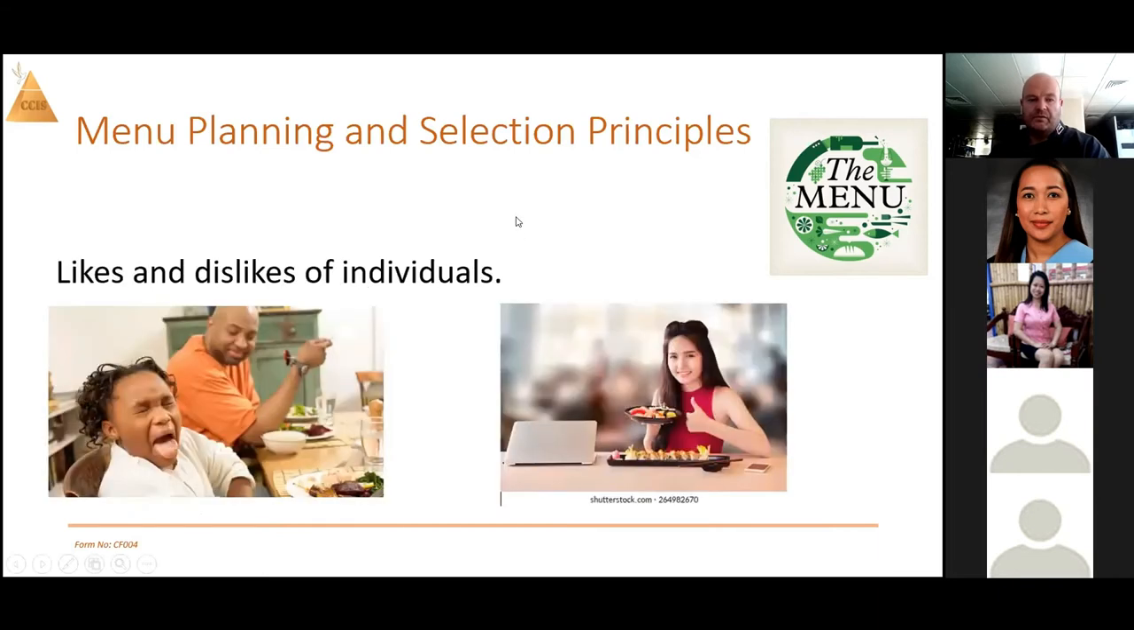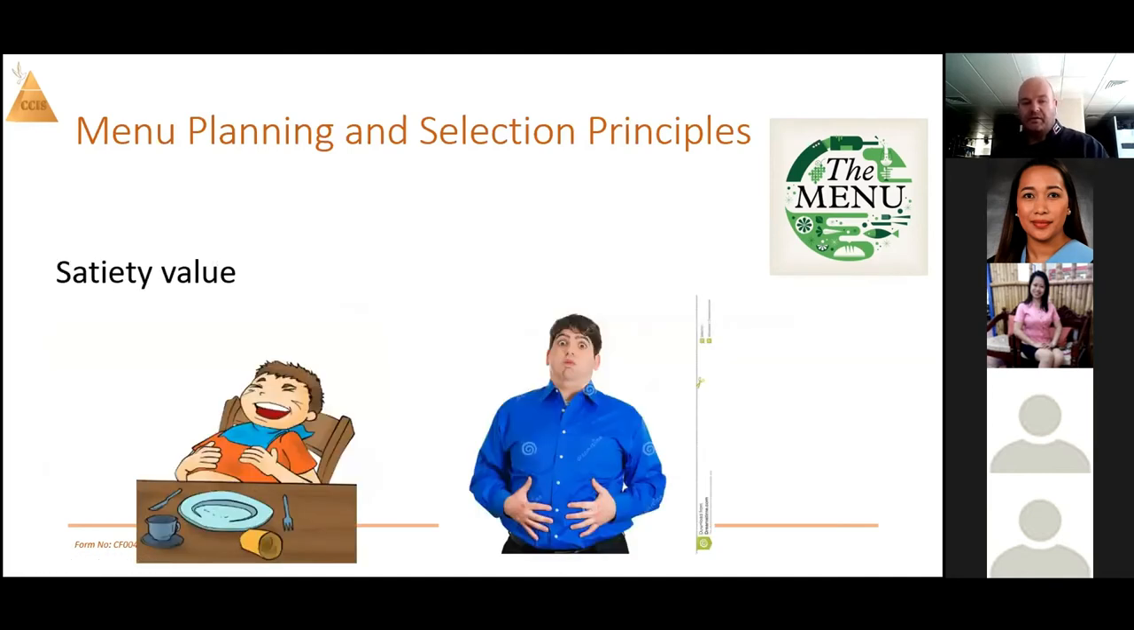Then we go on to the next one. Then obviously likes and dislikes. Again, some people have certain foods they like and certain foods they don't like. So obviously, you would have to have an understanding of your market or who you're cooking for, the things they like, the things they dislike. So again, going back to the age, certain age groups have certain foods they like. The younger kids, they don't like vegetables so much. The older people, they don't like sugar so much. So understanding this is important when you're planning your menu.